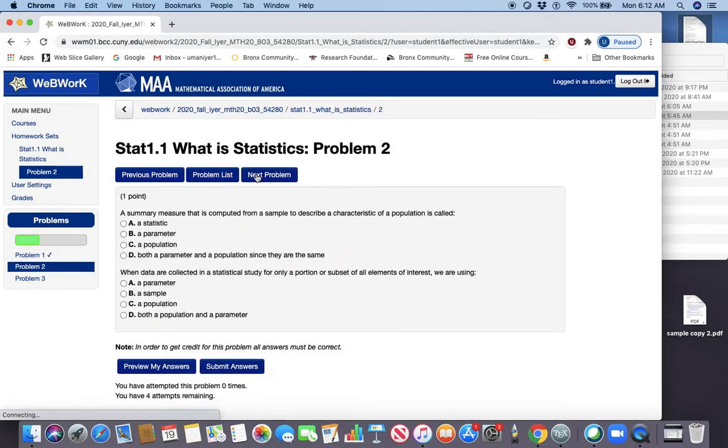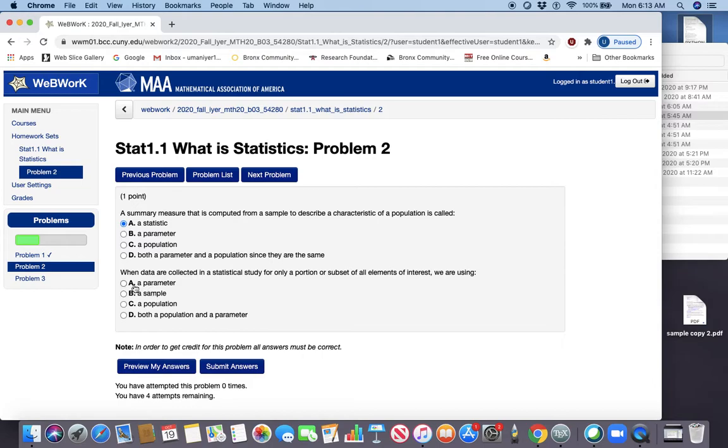Next problem. A summary measure that is computed from a sample to describe a characteristic of a population is called a statistic. Okay, from a sample, the data that you get is called a statistic. Parameter is from a population.